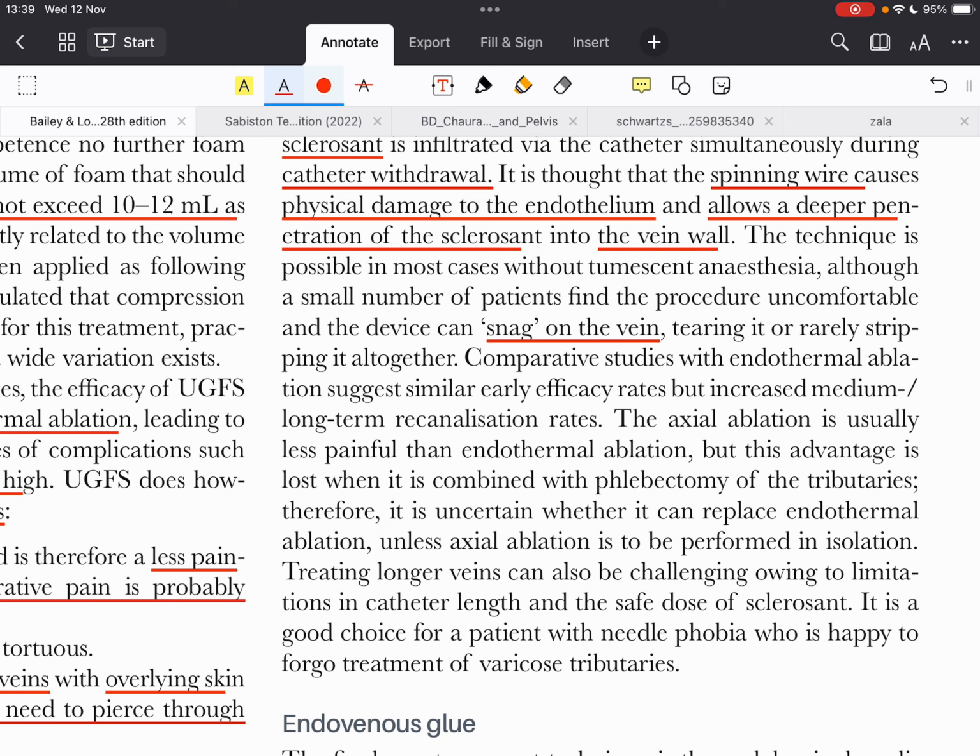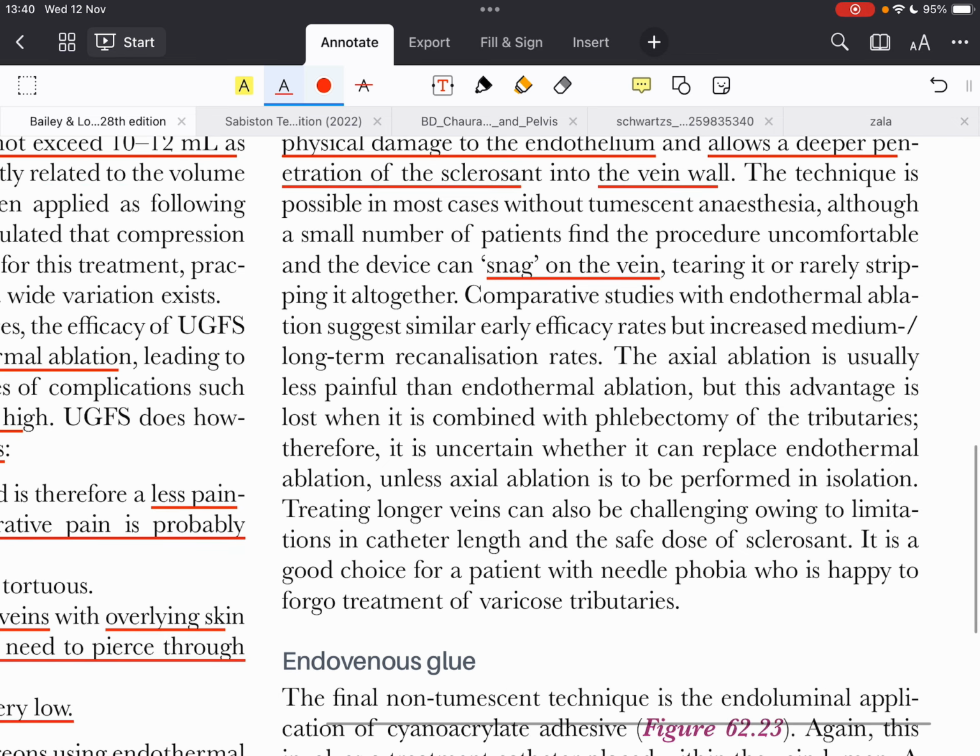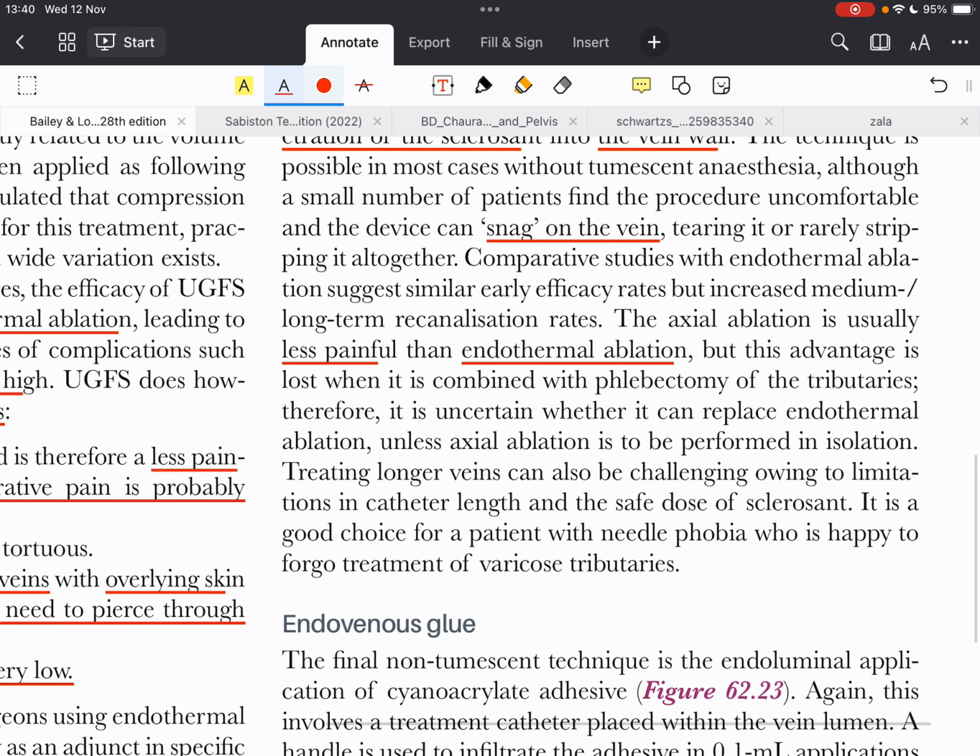Comparative studies with endothermal ablation suggest similar early efficacy rates but increased medium and long-term recanalization rates. The axial ablation is usually less painful than endothermal ablation, but this advantage is lost when it is combined with phlebectomy of the tributaries. Therefore, it is uncertain whether it can replace endothermal ablation unless axial ablation is to be performed in isolation.